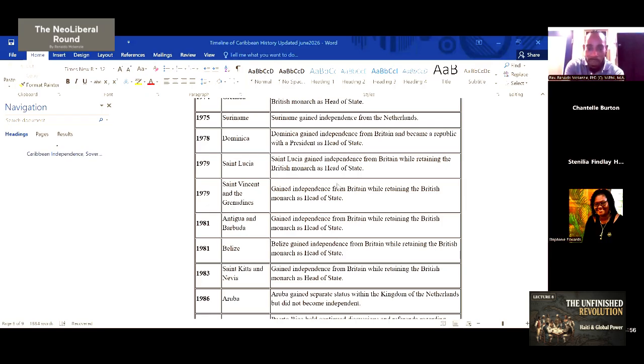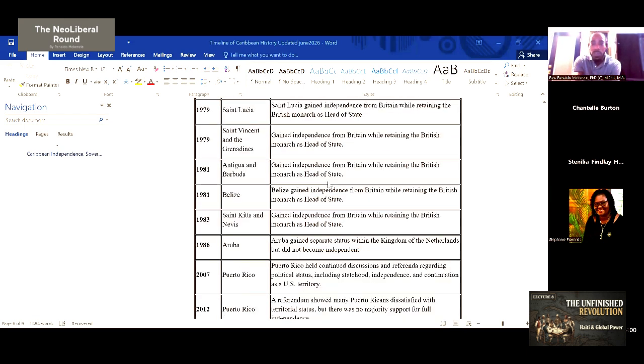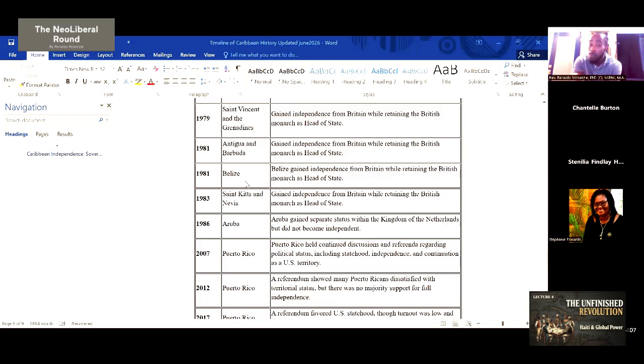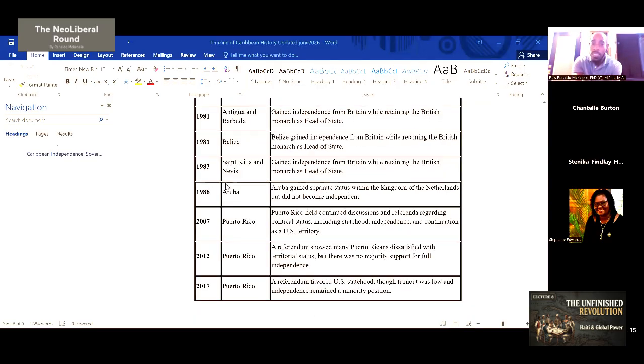1979, St. Vincent and the Grenadines got independence from Britain, also retaining the monarchy, a constitutional monarchy. 1981, Antigua and Barbuda got independence. 1981, Belize gained independence from Britain while retaining the British monarch as head of state as well. St. Kitts and Nevis gained independence, also retaining the British monarch as head of state.